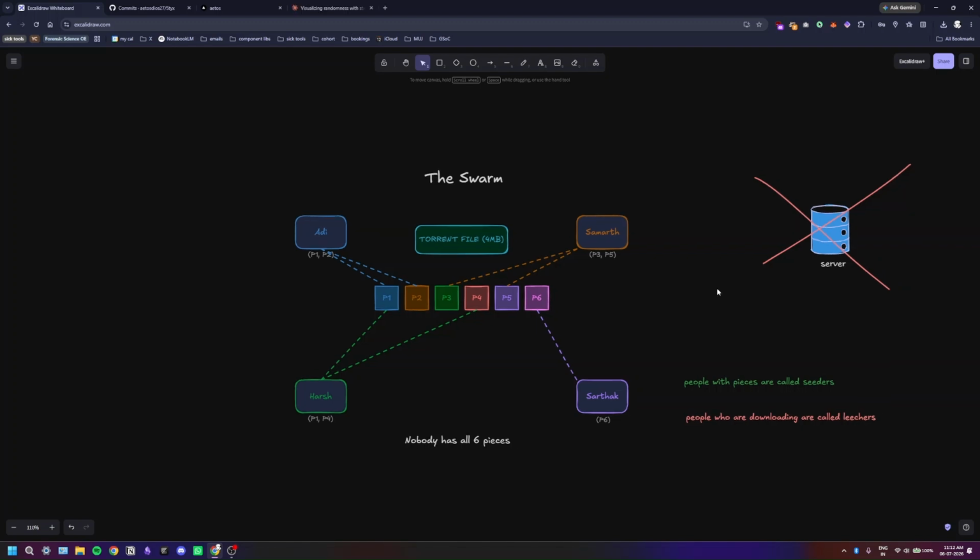Now the question comes, which you definitely must have in your mind, is, Atos, how do we decide which piece we should pick up first? Since not a single person has all the pieces and we are trying to complete the download as fast as possible, how do we make sure that we pick up the correct piece and in the correct order? Adi has piece 1 and piece 2, so he's the seeder of piece 1 and piece 2. Only Sarthak seems to have piece 6. So, like, what should we do? This is a very valid question.